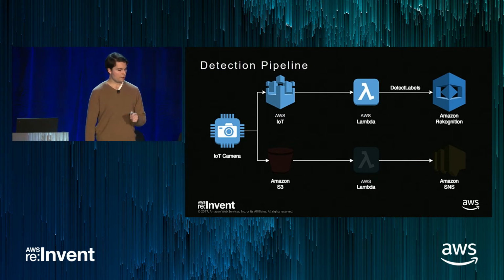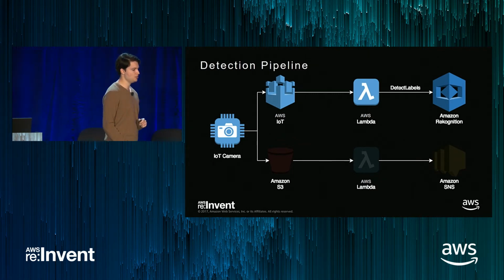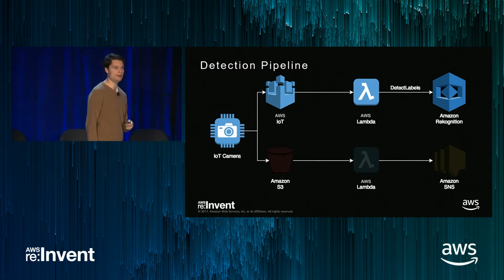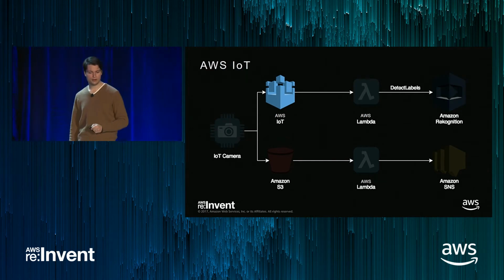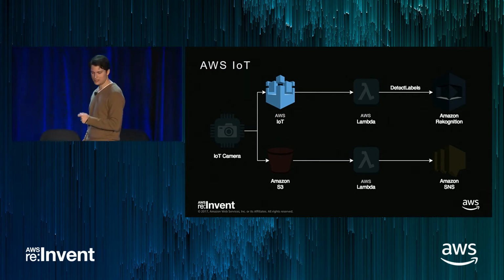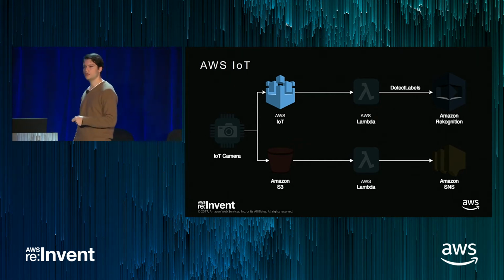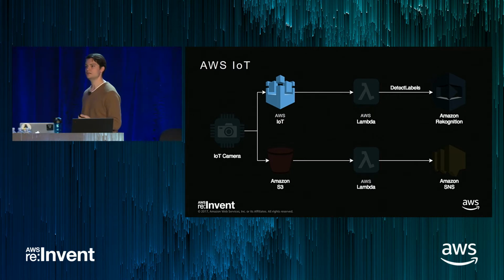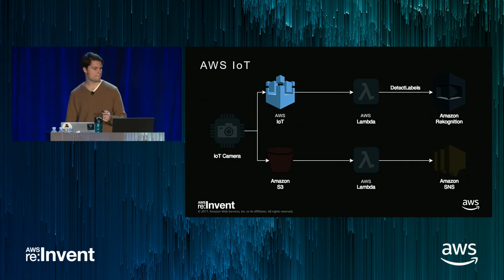The first piece of this architecture I want to talk about is what I refer to as a detection pipeline. So what is this? It's made up of your vision sensor, IoT, Lambda, and Rekognition. The first component I want to dive into is AWS IoT. To really understand AWS IoT and the value it presents to you, you need to understand a bit about the IoT industry as a whole today.